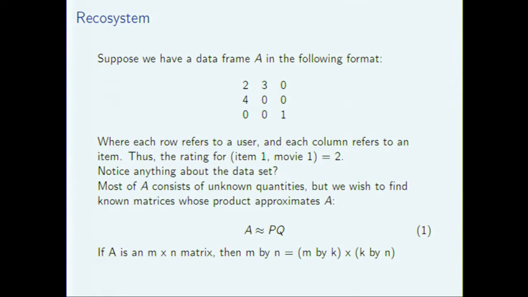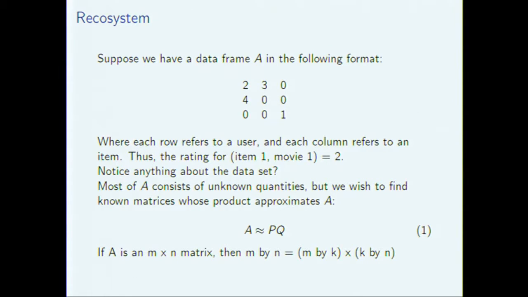To go into a little more detail about what that exactly is, suppose we have a data frame A in the following format, where each row refers to a user. For example, if we look at item 1, movie 1, the rating would be 2, and so on and so forth. I want you to notice something particularly interesting about this data set, which is that most of the time it will be empty. Most of the time the data set will be filled with zeros.